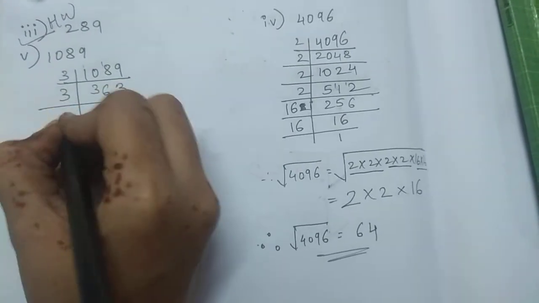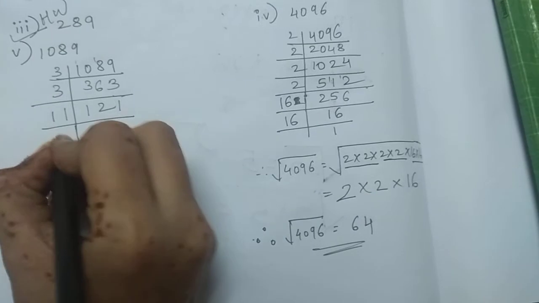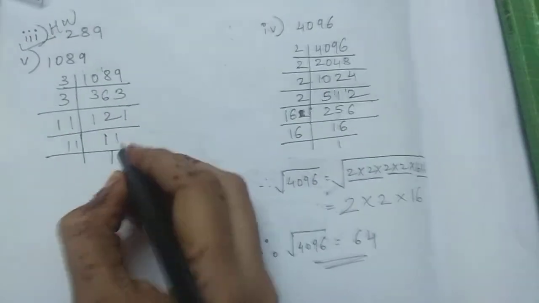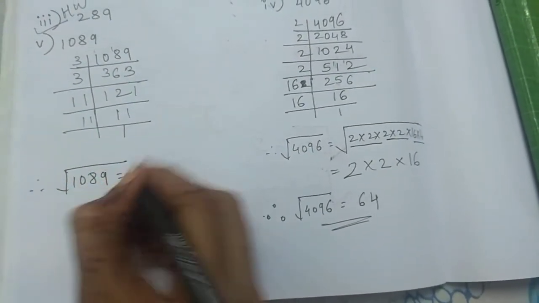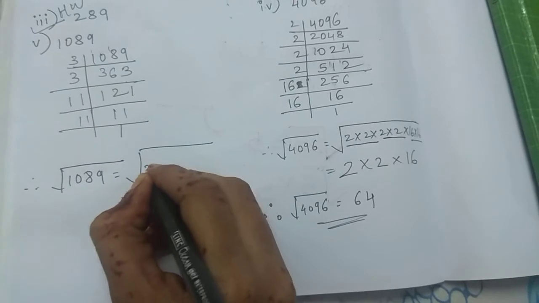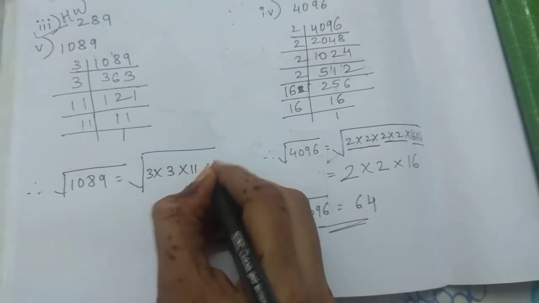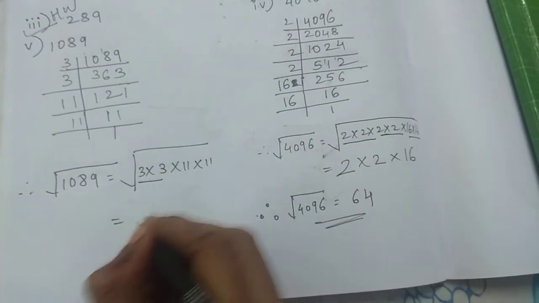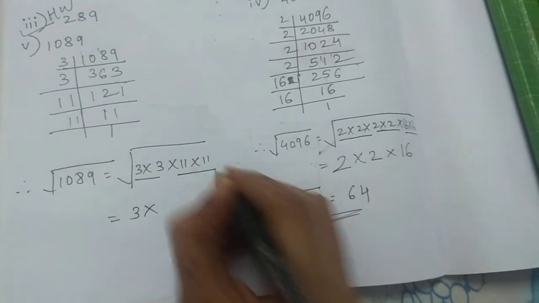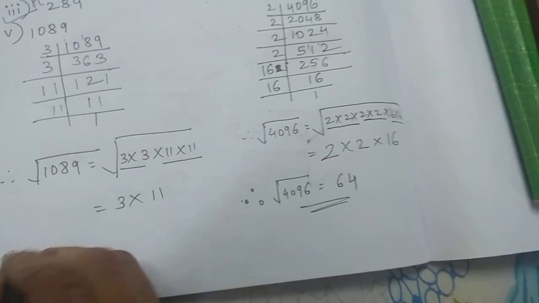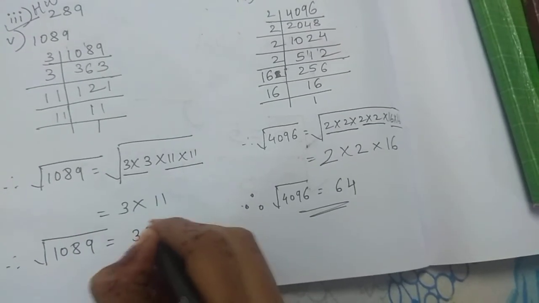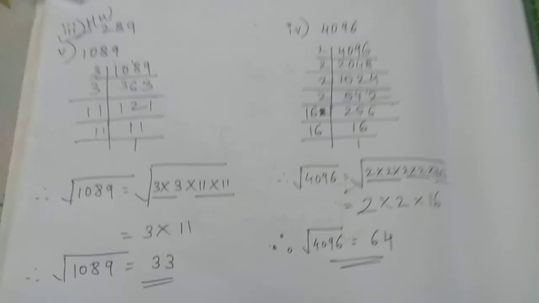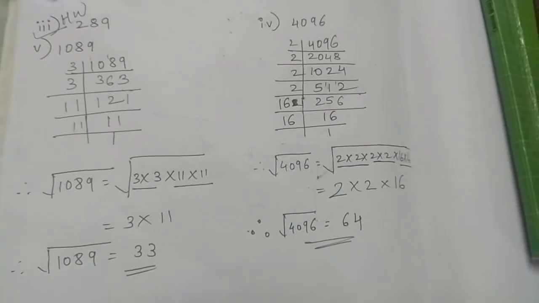Now 121 is the square of 11, so 11 11s are 121, 11 1s are 11. Now 1 has come, so we will stop over here. So therefore, again we will write the factors in the square root. Now one pair of 3, one 3 will come out. Next pair of 11, one 11 will come out. So therefore the square root of 1089 is 33. Okay, so we are done with this chapter.